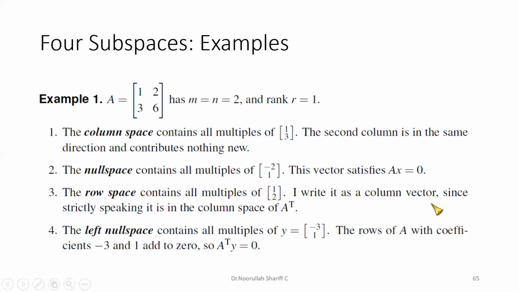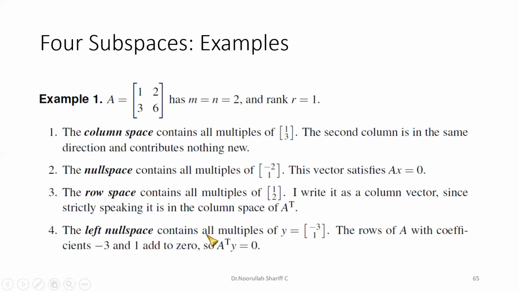This is a column vector, since strictly speaking it is in the column space of A transpose. So to say, the row space is just the column space of A transpose. You take the transpose of this, then it becomes 1, 2 over here and 3, 6 over here, and naturally the row space corresponds to (1, 2) transposed, which becomes (1, 2) in column vector format.